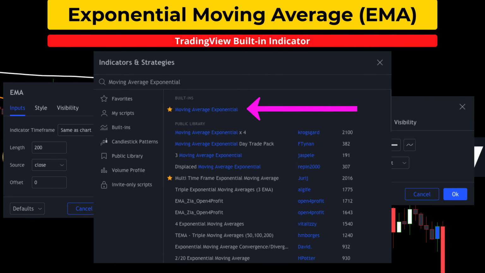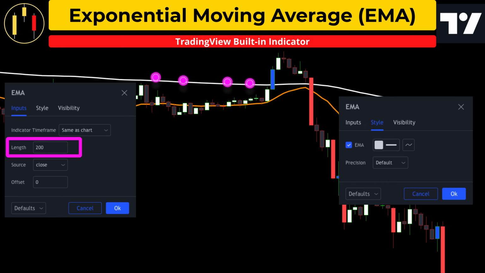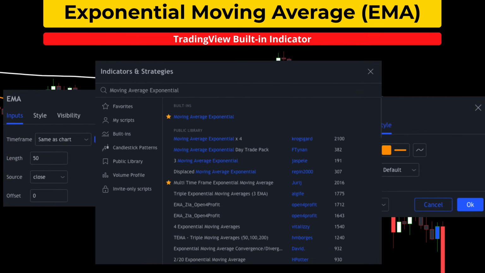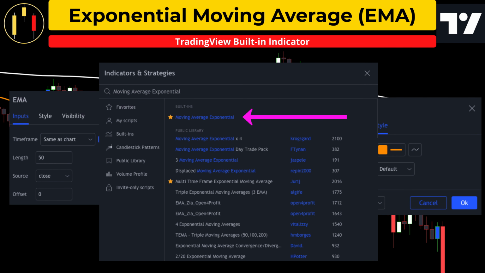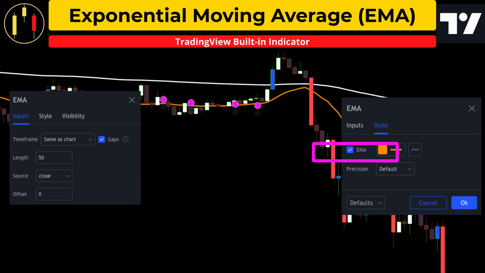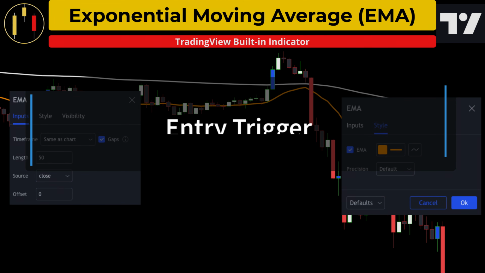The first indicator is the Exponential Moving Average, or EMA. I am going to set the length to 200 and color it in white. The 200 EMA will be used to identify the direction of the main trend. The second free TradingView indicator is another EMA. This one will be set to 50 and colored in orange. The 50 Exponential Moving Average will be used for entry triggers.